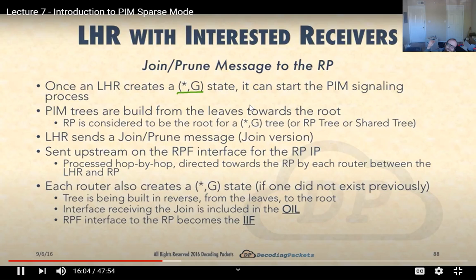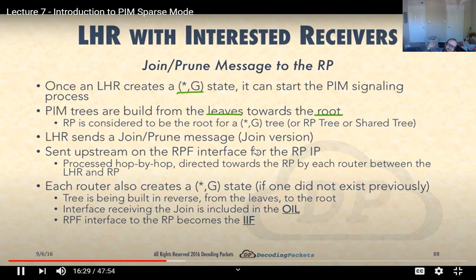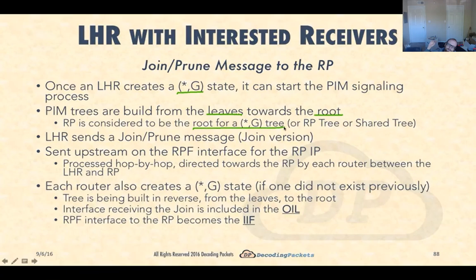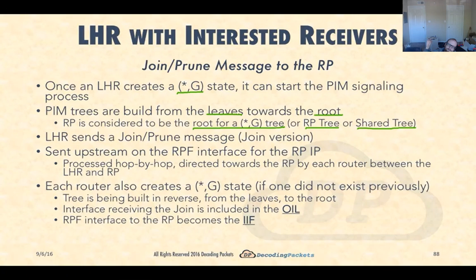And what it's going to do is create a PIM multicast tree. The one thing to realize about PIM trees is that they are built from the leaves, from the branches and leaves, and they're built towards the root. As long as the leaf is aware of the root, they can literally build the tree through middle hops from the leaves to the root. The RP is considered to be the root for any star comma G tree. The star comma G tree is also called a shared tree, and it may be called a one-point tree, that's more general multicast. But ultimately, it's a source multicast tree. And the RP, independently, is considered to be the root of this tree.